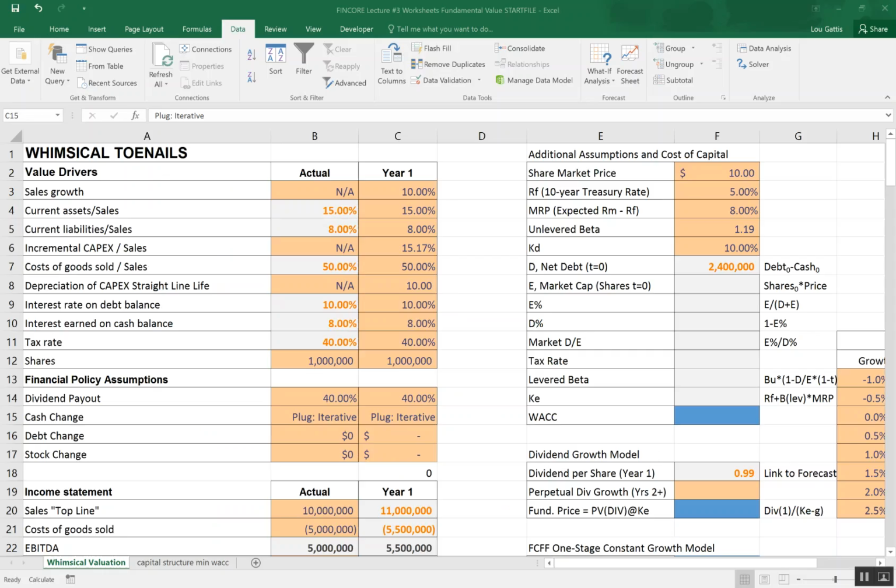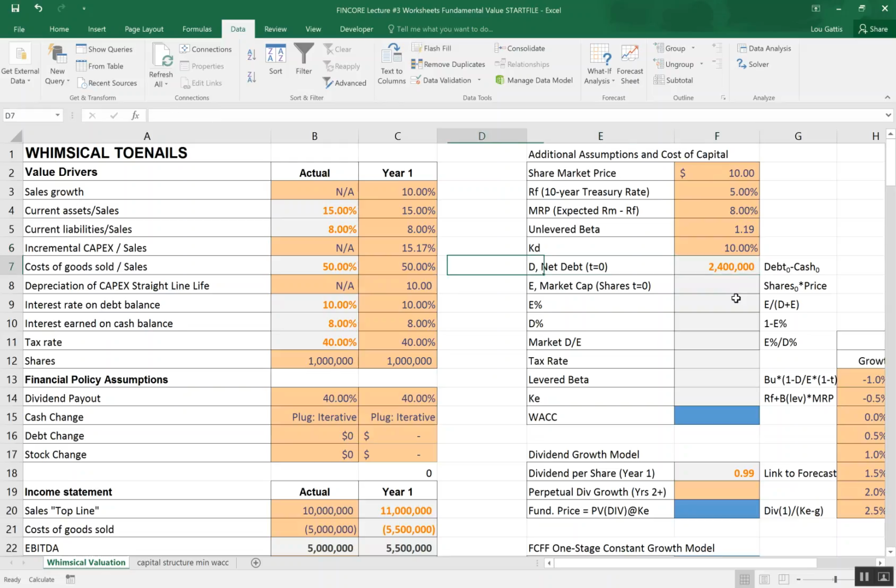So let's go ahead and do a dividend discount growth or dividend discount model. We have some parameters here. The current stock price is $10. Risk-free rate is 5%. Market risk premium is 8%. My unlevered beta, I'm just making an assumption that my unlevered beta for this business is 1.19. That would be the beta if this firm had no debt. And let's say a cost of debt is 10%.